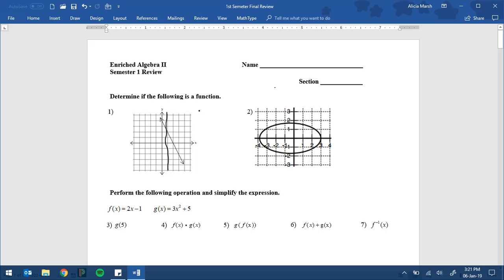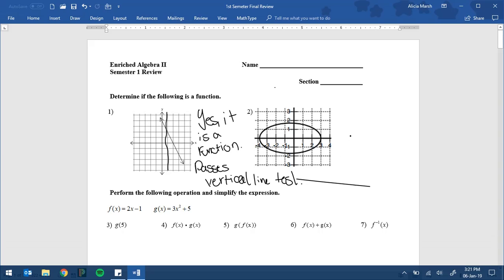So this would be, yes, it is a function, period, passes vertical line test. Okay.